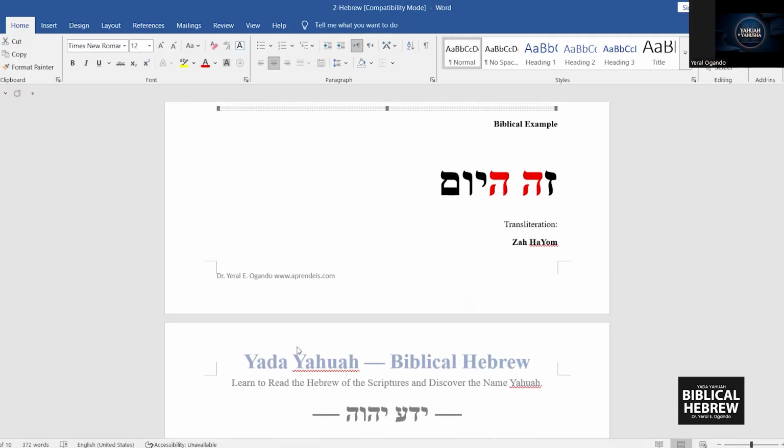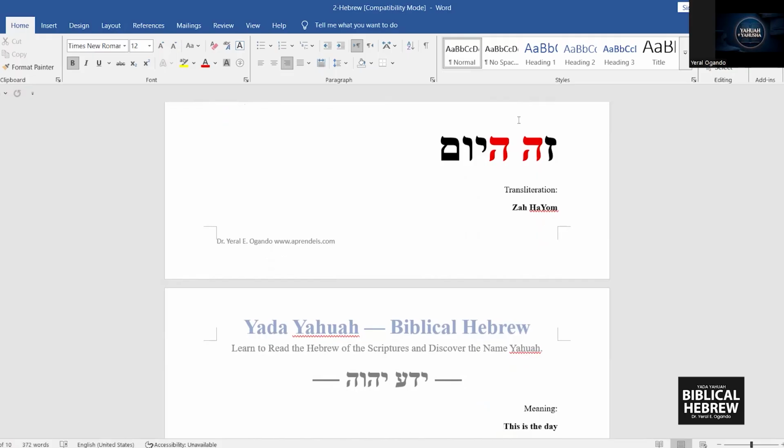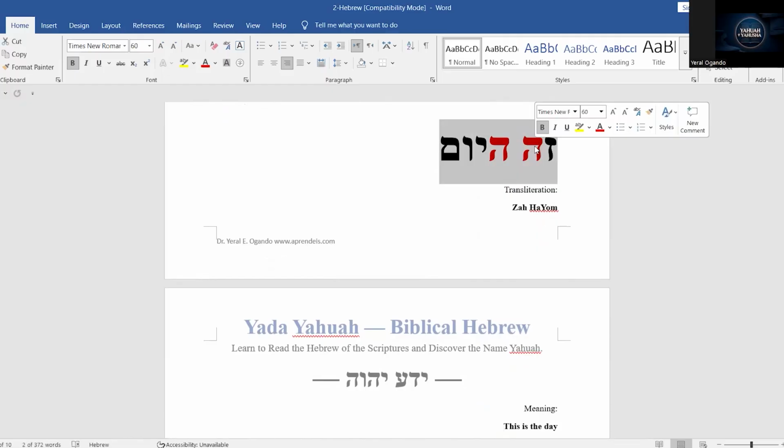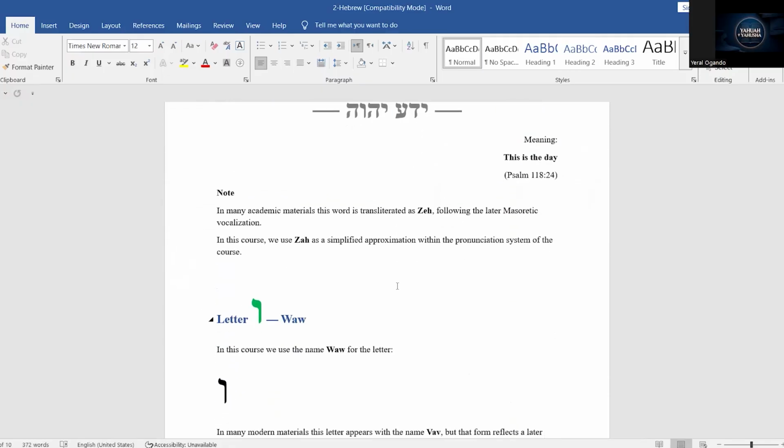Let's move on to another biblical sample. We have here Zeh. Remember, since it is at the end, you don't pronounce the H, you only pronounce the A sound. Zeh hayom, this is the day. This is very exciting. Traditional or academic Hebrew will tell you it's said differently, but once again, this is Yada Yahuah, restored biblical Hebrew, going back to the origin of the Scriptures. So we have Zeh hayom, this is the day.